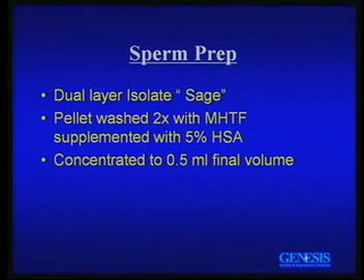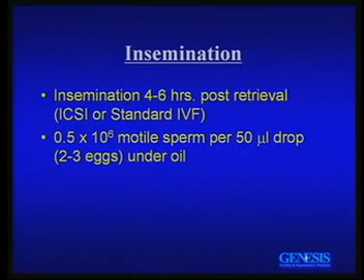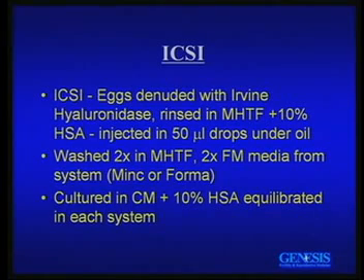The sperm prep was a very basic sperm prep with a dual stage isolate. The pellet was washed twice in modified HTF, supplemented with 5% HSA, and concentrated to half a ml volume. Insemination was done 4 to 6 hours post-retrieval, whether it was ICSI or standard IVF. We inseminate with 0.5 million motile sperm per ml, and there's usually 2 to 3 eggs per drop. For ICSI, the eggs are denuded with hyaluronidase, rinsed in HTF, injected, washed several times, and then put into either system.